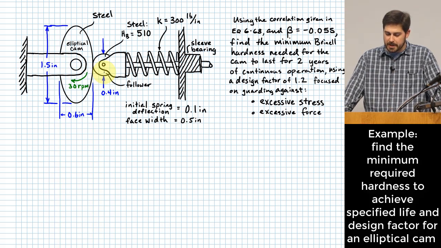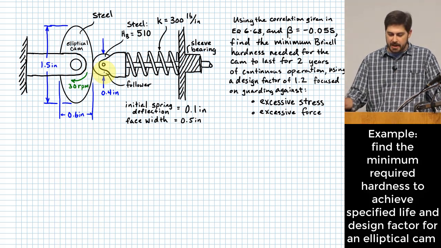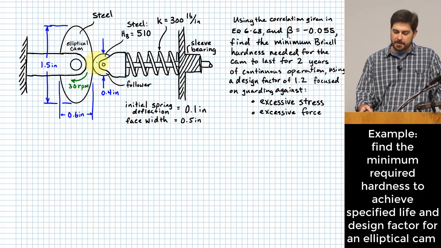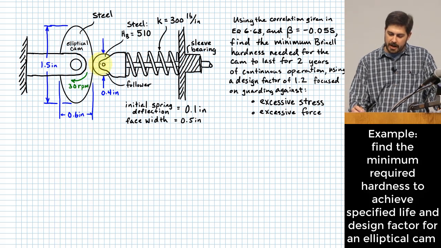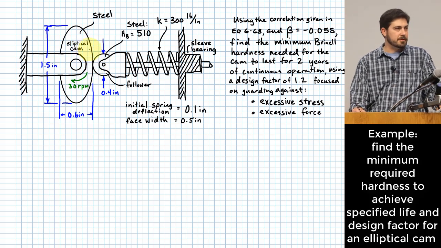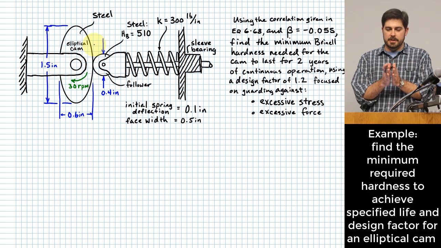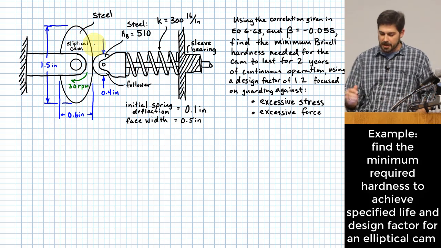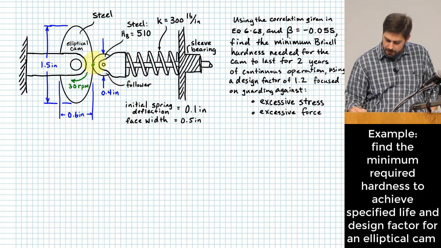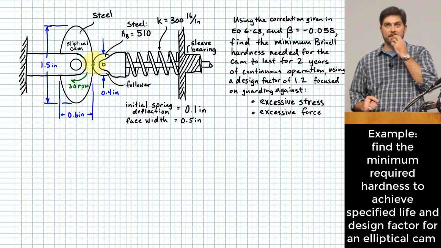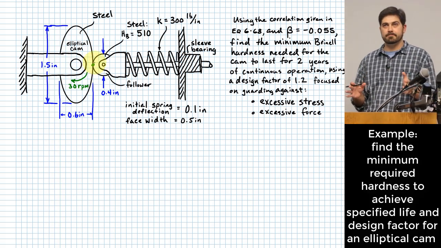And then face width, that's basically in and out of the page: how wide are the faces that are bearing against each other. How far into the page does the roller go? How far into the page does the cam go? And so there's a kind of line of contact where these two surfaces mate right at the point where they touch. We good so far?